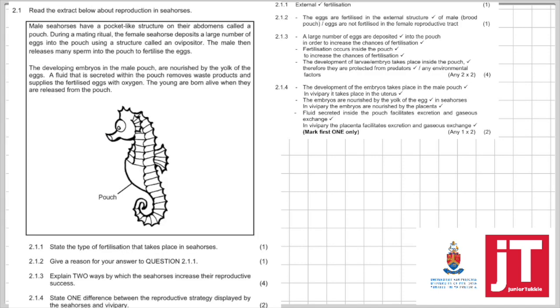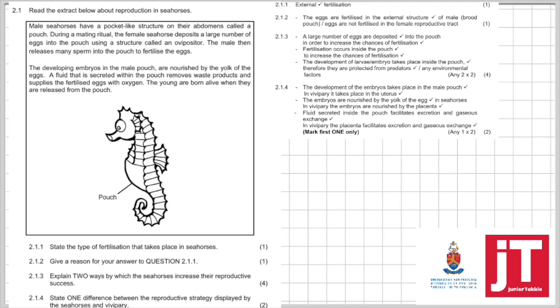Right, let's get down to section B. Read the extract below about reproduction in seahorses. Male seahorses have a pocket-like structure on their abdomens called a pouch. During a mating ritual, the female seahorse deposits a large number of eggs into the pouch using a structure called an ovipositor. The male then releases many sperm into the pouch to fertilize the eggs. The developing embryos in the male pouch are nourished by the yolk of the eggs. A fluid that's secreted within the pouch removes waste and supplies the fertilized eggs with oxygen. The young are born alive when they are released from the pouch.